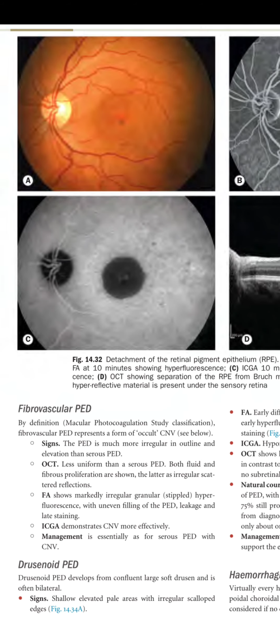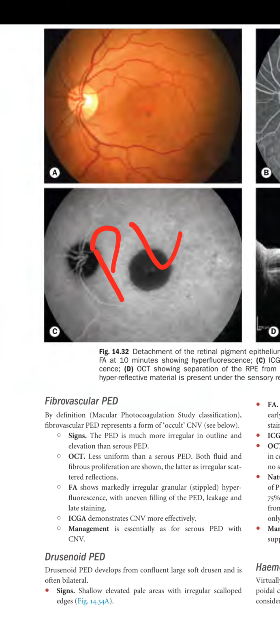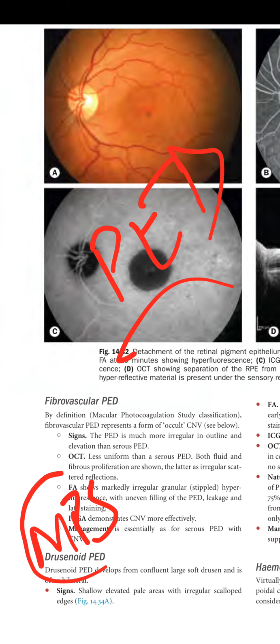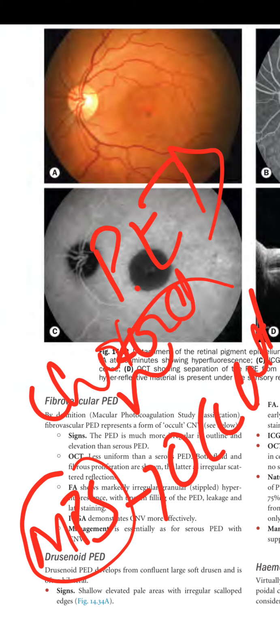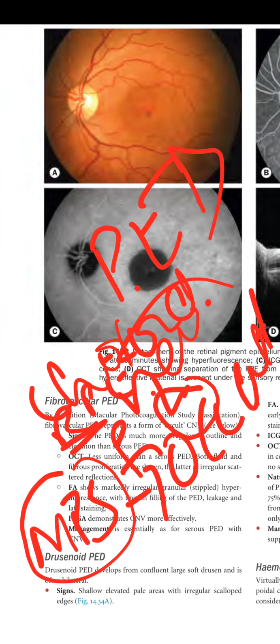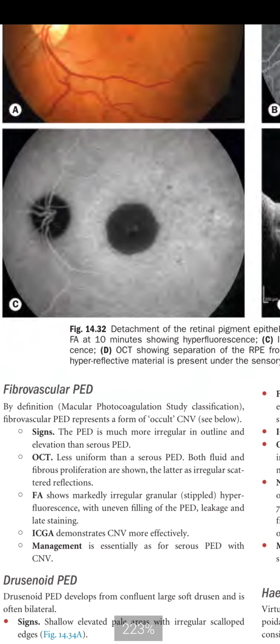Next is a fibrovascular PED. So pigment epithelium detachment due to some fibrovascular proliferation beneath the RPE. By definition, in the Macular Photocoagulation Study (MPS) classification, fibrovascular PED represents a form of occult CNV. So it is just like a CNV. CNV is basically new vessels being formed in the choroid. But because this is not an area of choroid, it is between the RPE and Bruch membrane, it is known as a fibrovascular PED, but it is sometimes also known as a form of occult CNV.